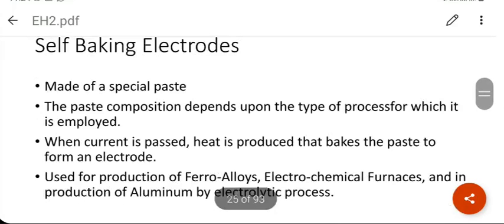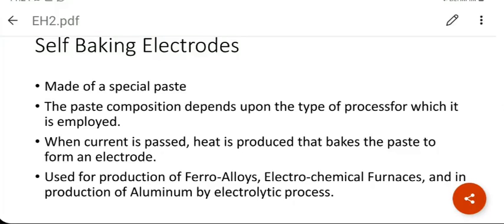There is another variety called self-baking electrodes. I don't really know much about it, but I know that they are not natural materials. They are specially produced. They are basically produced using a paste of a material through which current is passed, which bakes the material and produces the electrode. This is how the operation is done to produce the electrode. The application of this kind of electrodes is for production of all these materials, ferroalloys, etc.